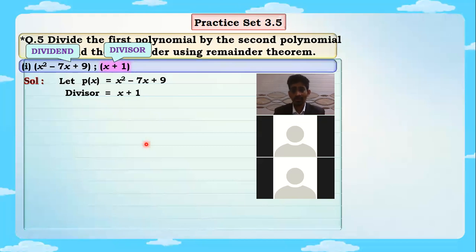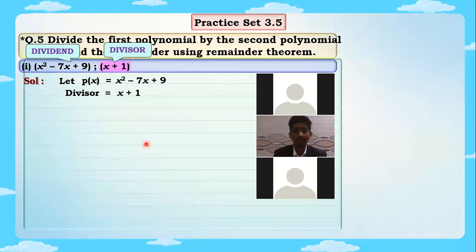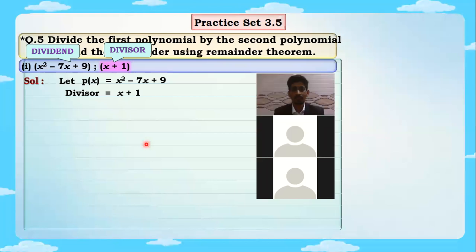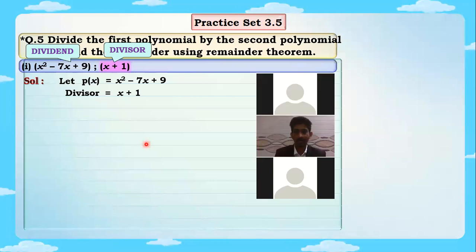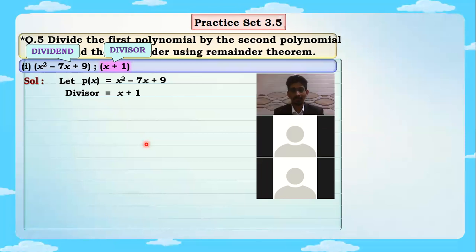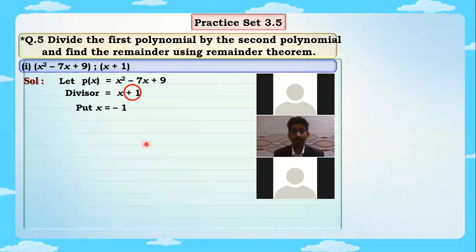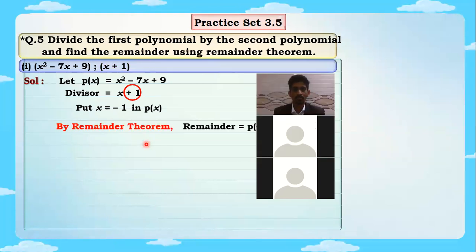x plus 1 is given, students, so tell me, in place of x we need to substitute what? Yes, perfect. What do we need to substitute in place of x? -1. So first we are going to write over here, put x is equal to -1 by which method? By the Remainder Theorem. So we will get the answer of p of -1 by substituting -1 in place of x in the question.